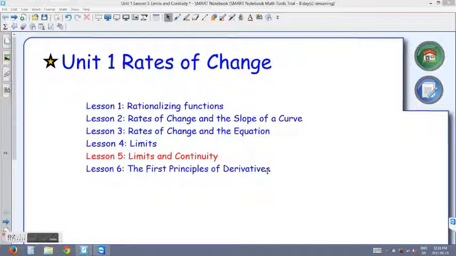Welcome back to today's lesson. So we are on Unit 1, Rates of Change, Lesson 5. Today we're going to talk about limits and continuity.